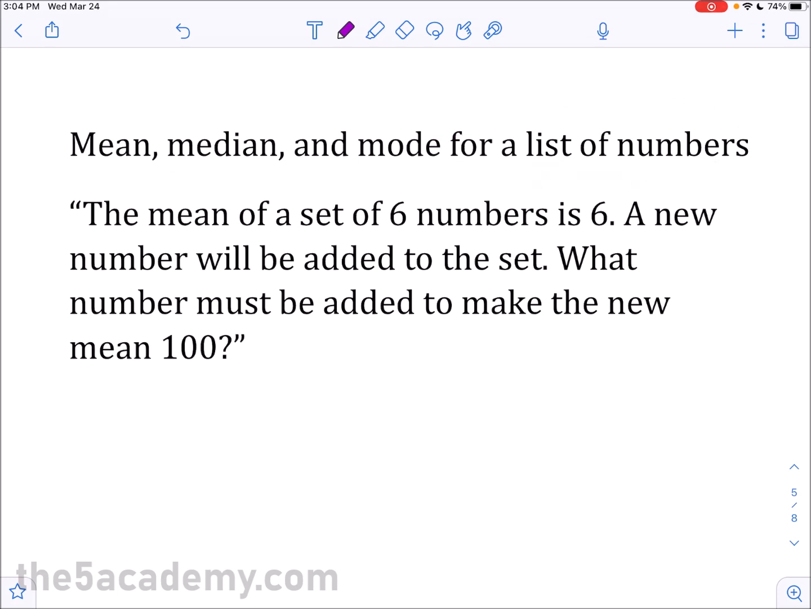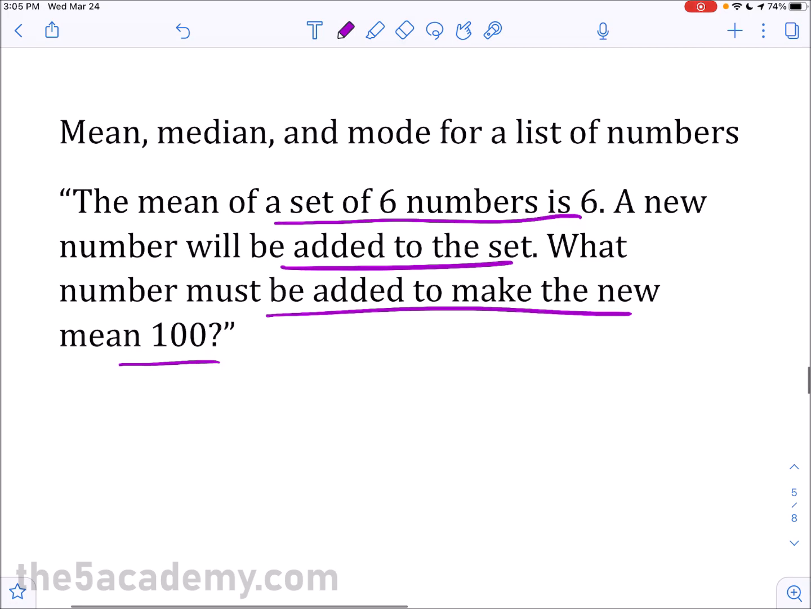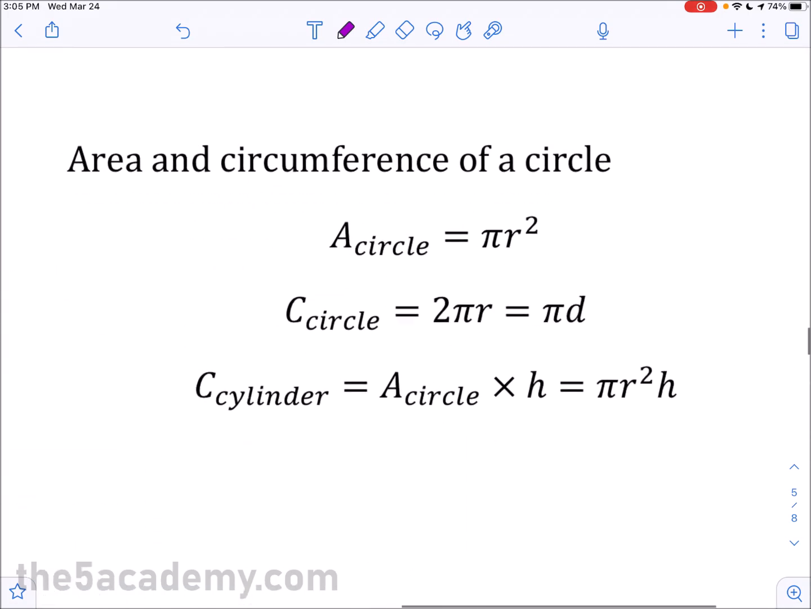A classic example is: the mean of a set of 6 numbers is 6. A new number will be added to the set of 6 numbers to make it 7 numbers now. What number must be added to make the new mean 100? It's kind of a wacky problem, but modifying a mean is something that you will be asked about. If you take the ACT math at least a couple times, you'll see this at least a couple times.